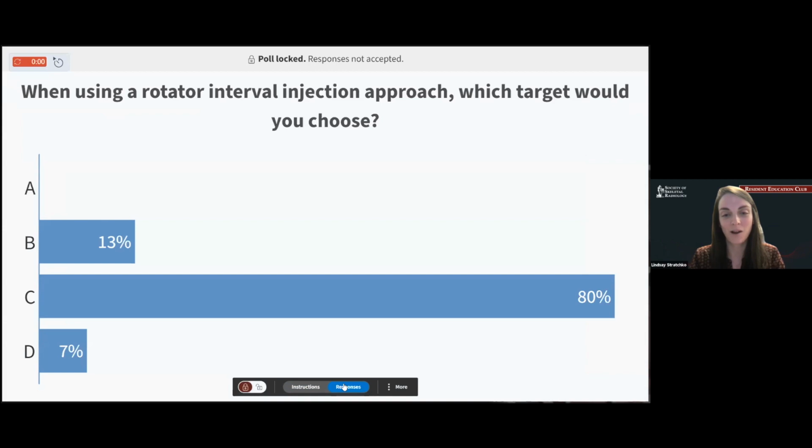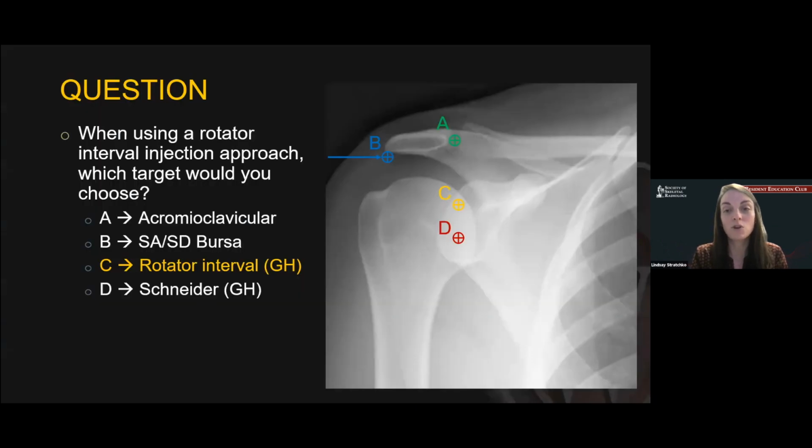All right, so our responses were largely in favor of choice C, which is also correct. You guys are really great. So there's different injection approaches here. All can be used under fluoroscopic guidance, but certain ones are for different joints. So A is for an acromioclavicular joint injection. B is a fluoroscopic approach if you were to perform a subacromial subdeltoid bursa injection. C is our rotator interval approach to the glenohumeral injection. And D is another known approach for glenohumeral injections. It's known as the Schneider approach.